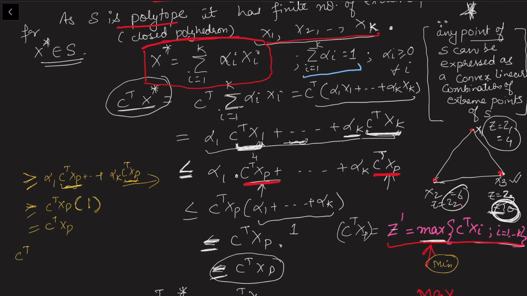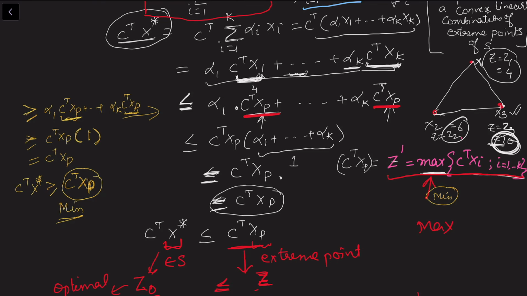So that means C transpose X star will always be greater than or equal to C transpose XP, and this will give me the minimum value. As you can see, the corner will give me the minimum value. So hence, irrespective of whether the objective function is maximization or minimization, the optimal solution always occurs at the corner point, or at the extreme point, or at the basic feasible solutions.